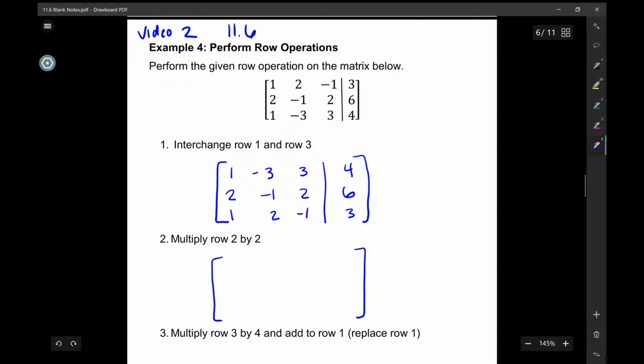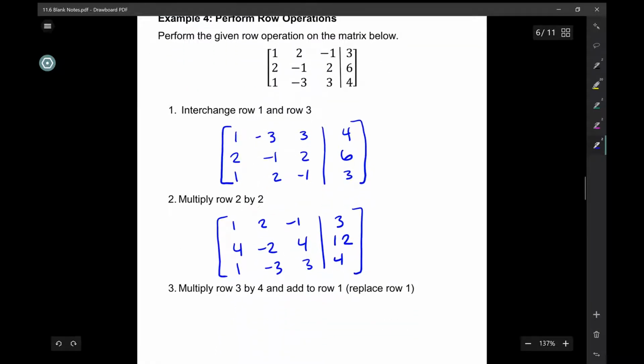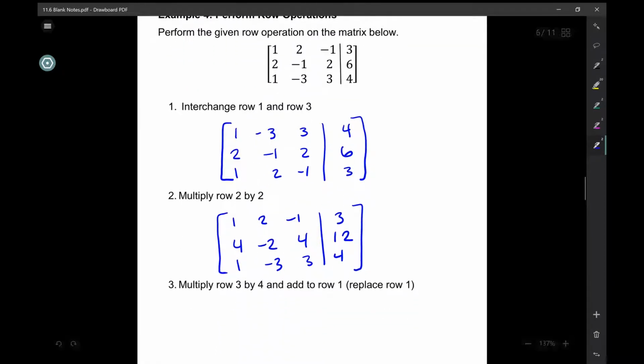We're going to multiply row 2 by 2. So 1, 2, -1, 3, 4, -2, 4, 12, 1, -3, 3, 4. And finally, we're going to multiply row 3 by 4 and add it to row 1, replacing row 1.